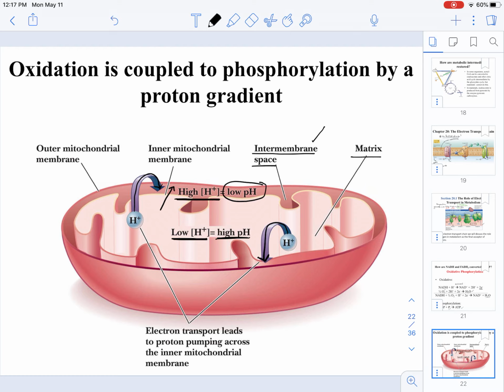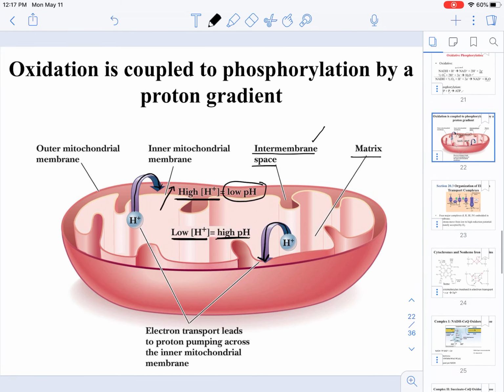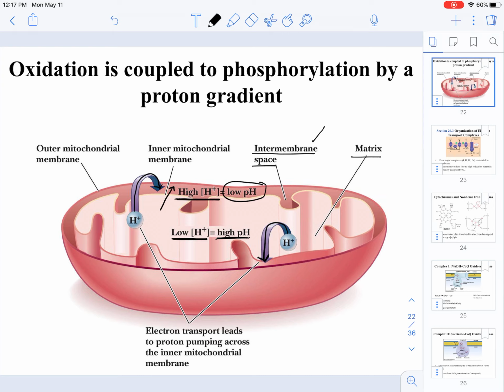Understand that the electrons that are going to be transported are what leads to the creation of the proton gradient. And we are going to see that in detail when we talk about each of the reactions that happen in the complexes involved in the electron transport chain.